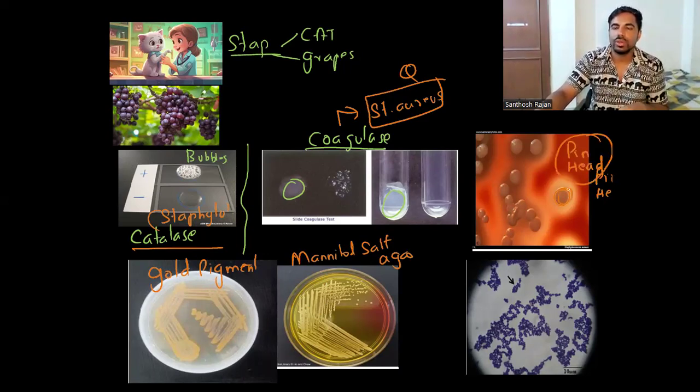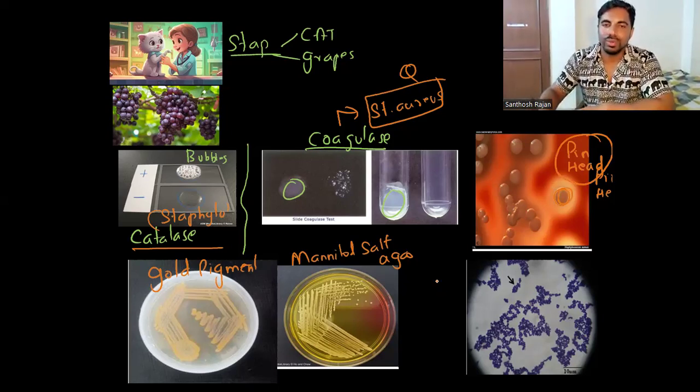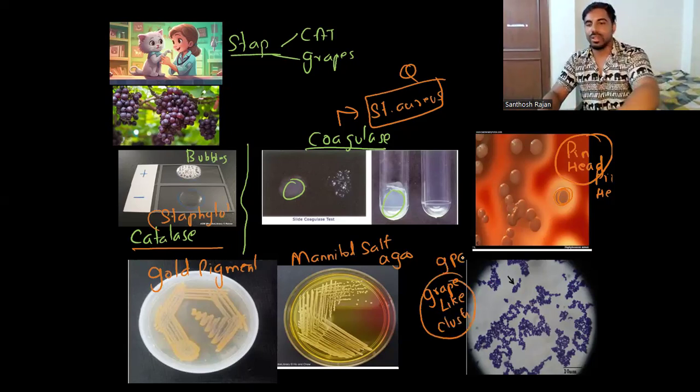Pinhead colonies, big one. Okay, pinpoint, that is for Streptococcus. And the other one, look at these two. This is a grape-like cluster. I told you that's what they like: grape-like cluster, gram-positive cocci, GPC. Very simple, right? That's it.